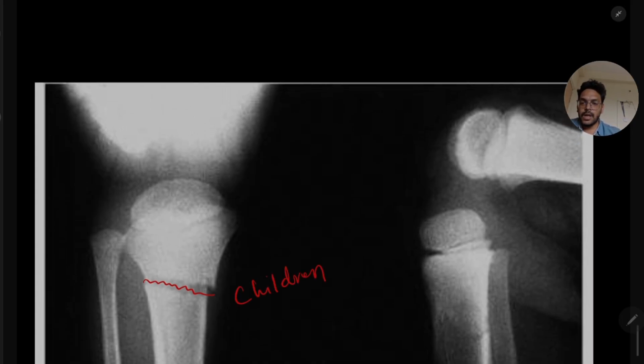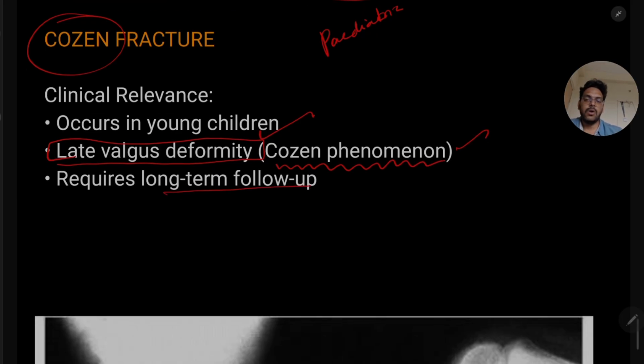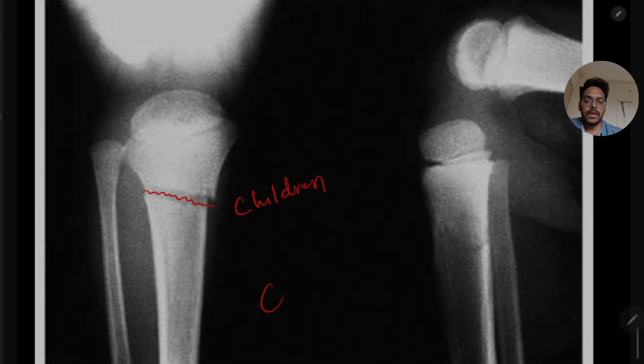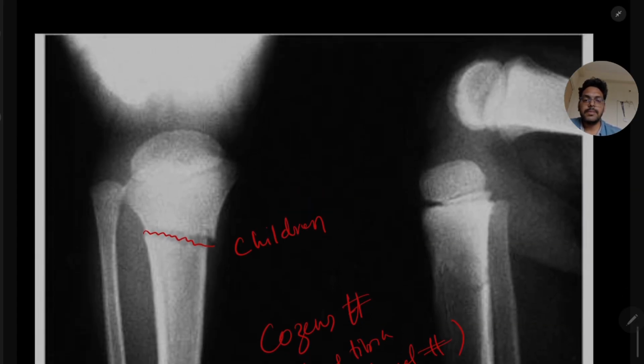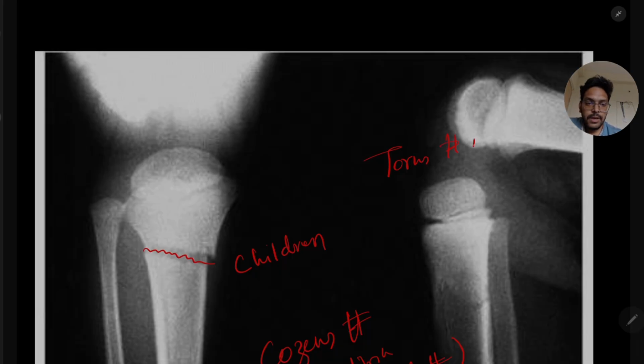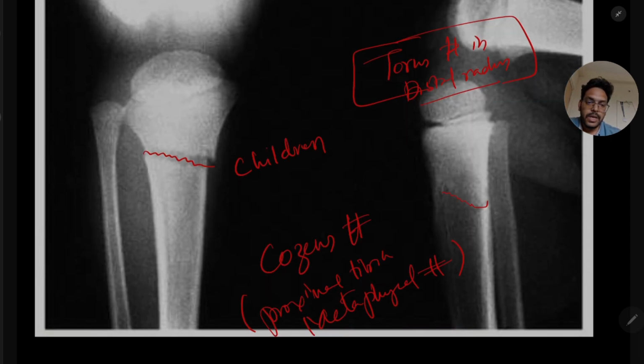Why it is important is it occurs in very young children and it will cause a late valgus deformity. This deformity is called Cozen's phenomenon. Hence it will require a long-term follow-up. This is the image showing the Cozen's fracture, that is a proximal tibia metaphyseal fracture. It is similar to a torus fracture in the distal radius, a unicortical fracture. You can see there is only a mild cortical breach. It is not completely fractured and completely displaced.